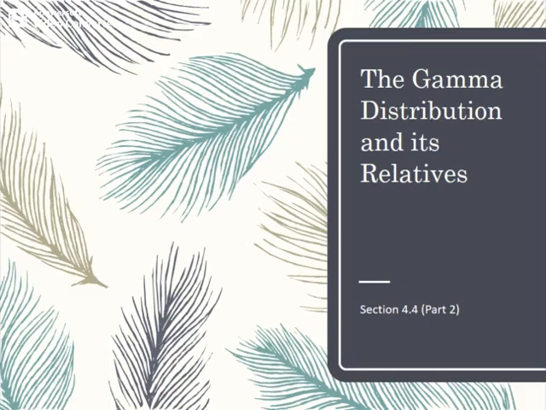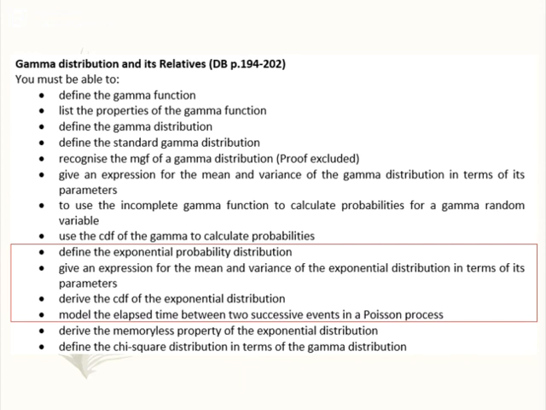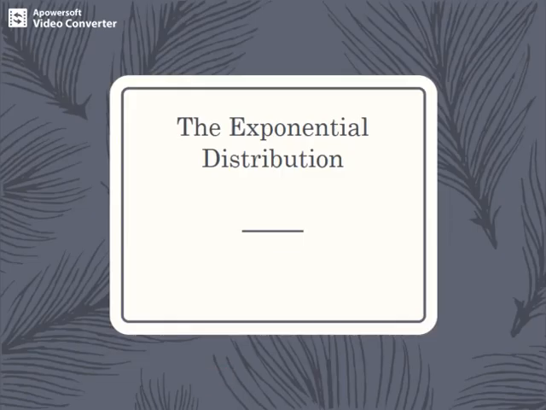Hi everyone, welcome to part 2 of section 4.4. So in the remainder of section 4.4, we're going to be looking at the exponential distribution and then we will introduce the chi-square distribution at the end. So let's start from the beginning, the exponential distribution.